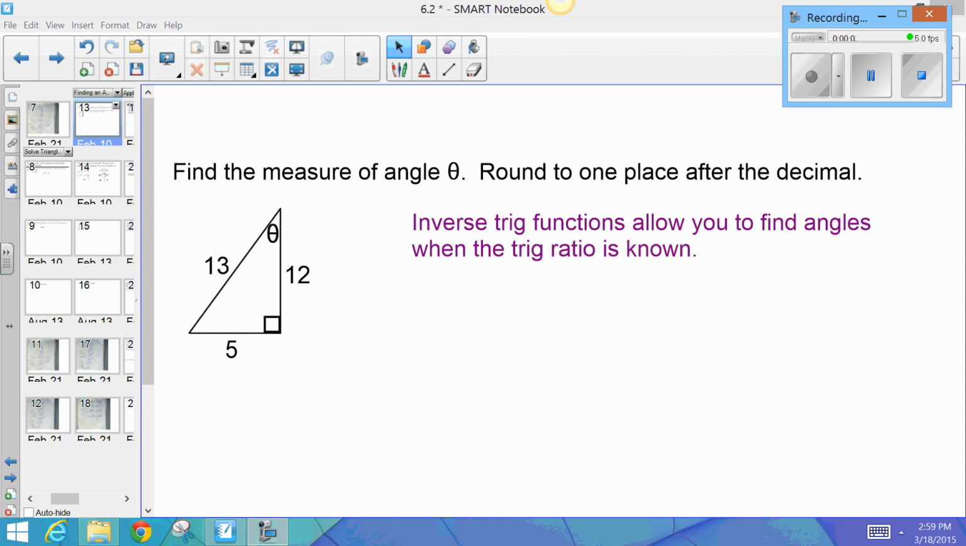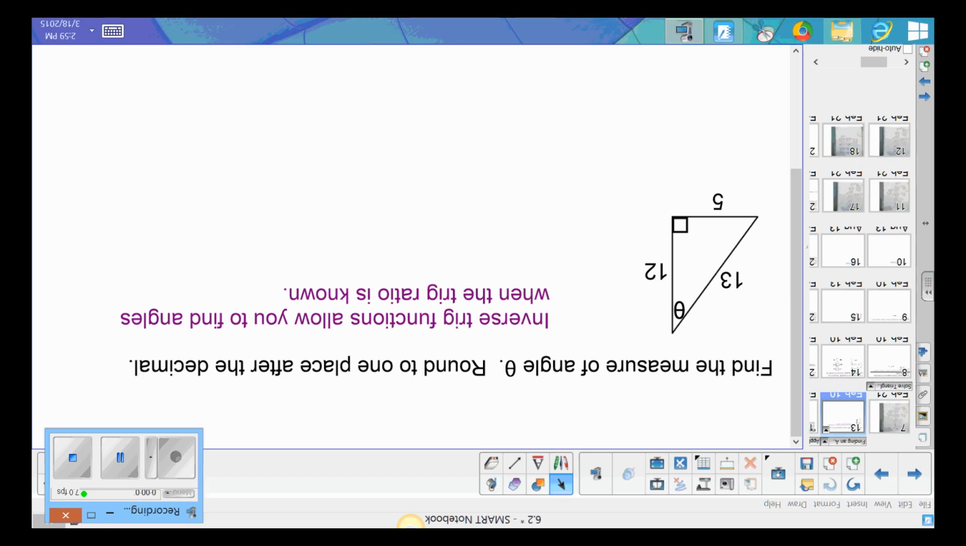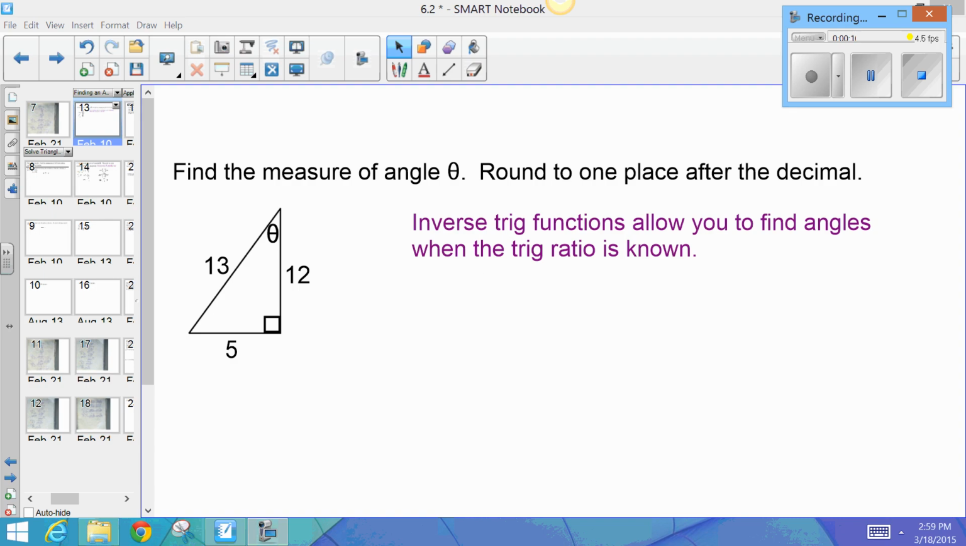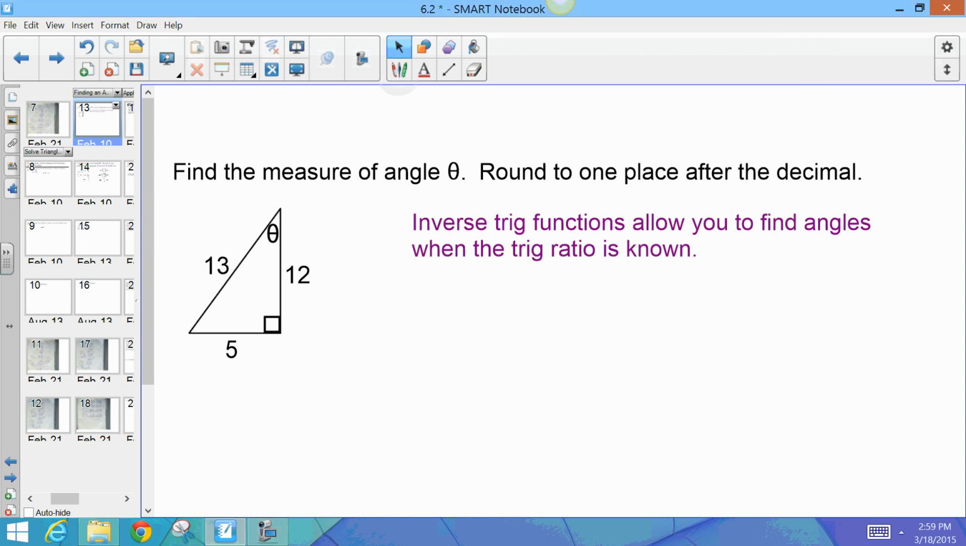This is pre-calculus, notes on 6.2. Hold on one second, guys. There we go. I wanted to make sure you could hear me this time. This is pre-calculus notes on 6.2. And the title of this video is Find an Angle.